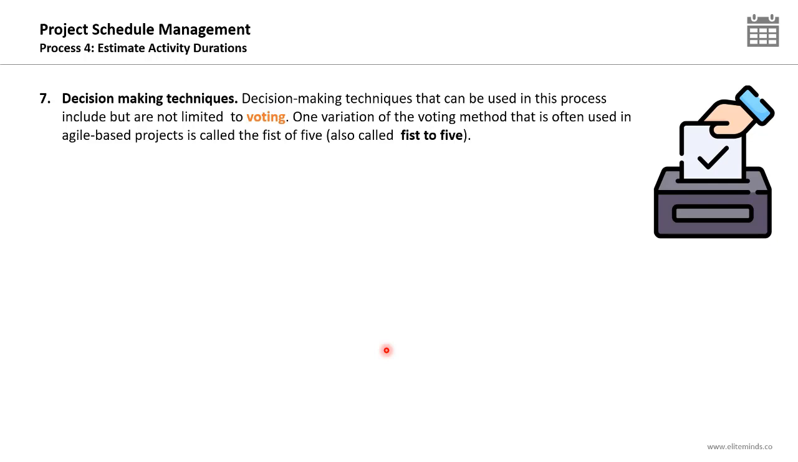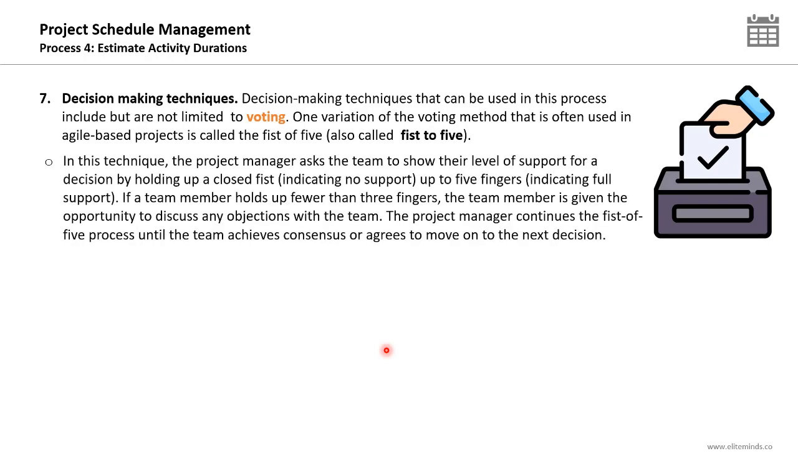Decision-making techniques can be used in this process, like voting, and one variation of the voting method that is often used in Agile-based projects is known as the Fist of 5, or also called Fist to 5. In this voting technique, the project manager asks the team to show their level of support for a decision by holding up a closed fist, indicating no support. So if a project team member holds up a closed fist, it means he or she is not aligned with or supporting the current decision.